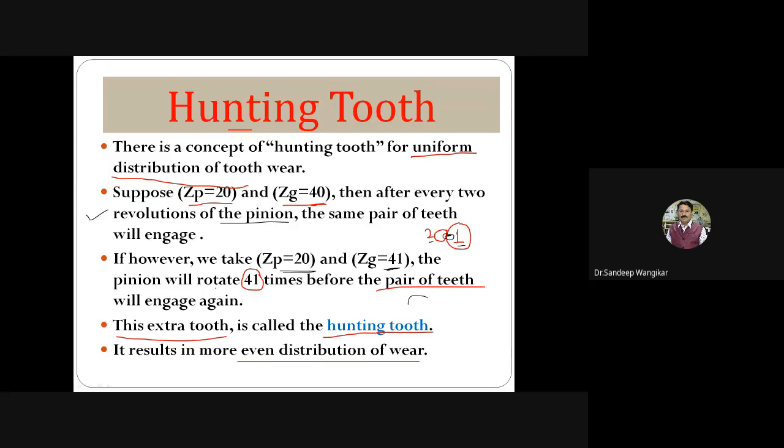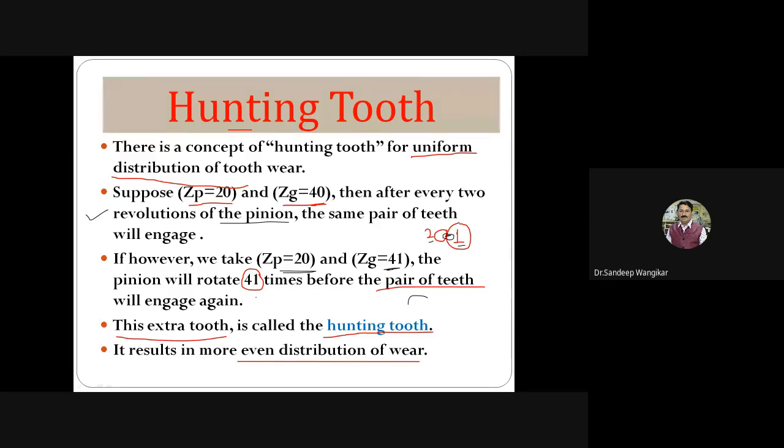Assume that there is wear at any particular tooth. If the tooth is coming in contact with the same mating pair after every 2 revolutions, it will wear at a faster rate. But if the tooth that has some problem, some deviations, some errors, or wear, is not coming in contact with the same pair for 41 times, then there will be less, more even distribution of wear. Instead of wearing only one pair, all teeth will wear slowly and life will increase.